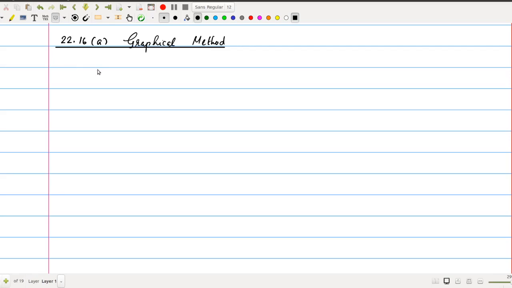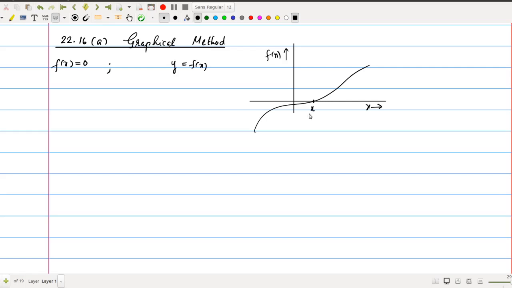So this is the first session, 22.16a, graphical method. If you are given y equal to f of x, in order to solve f of x equal to 0, you need to draw the graph of this. So y equal to f of x. If you draw the graph of this, and if you can get the abscissa, the value of x, and this is the value of f of x here, and this point, how to find out this point, that is the idea here.